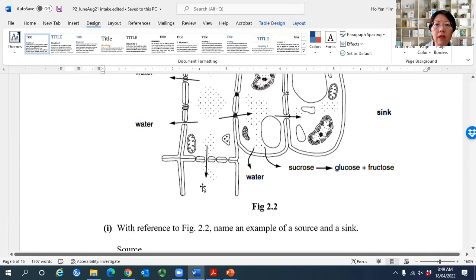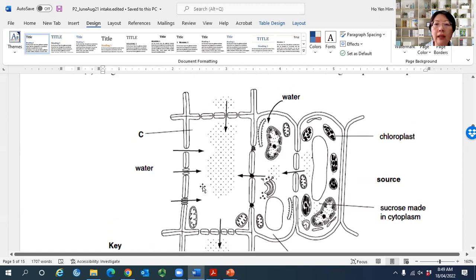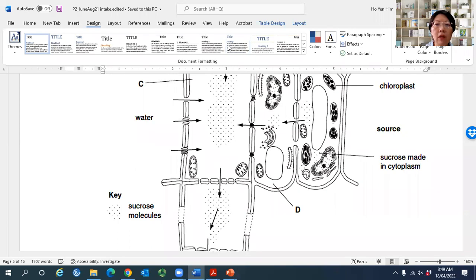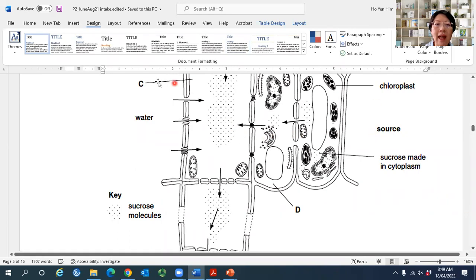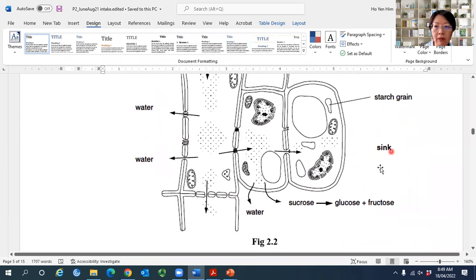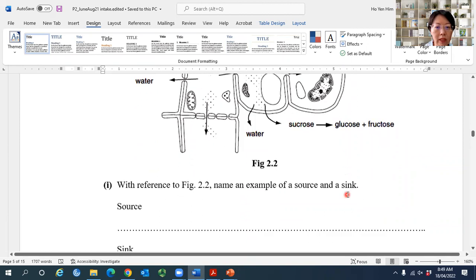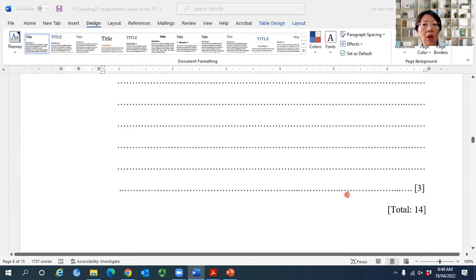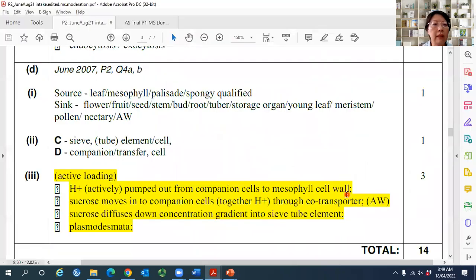So you only need to explain the mechanism of how sucrose from the source, which is here, travels to cell C, which is this one only. From here to here only. Don't tell me about the translocation in the sieve tube from the source to the sink, because the question didn't ask that. So you're wasting time writing all this answer. Okay, so let's look at the mark scheme.